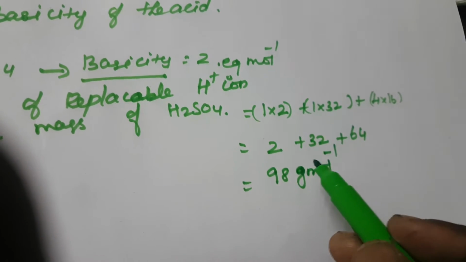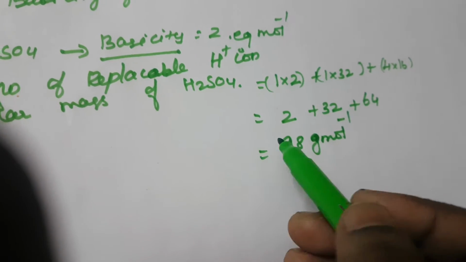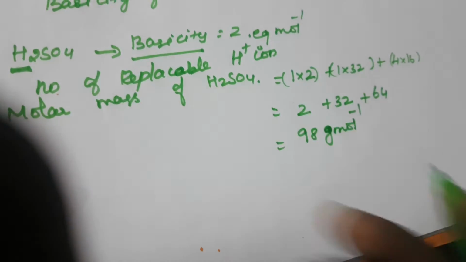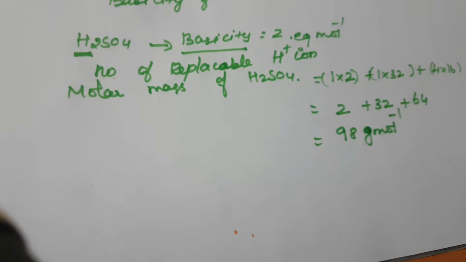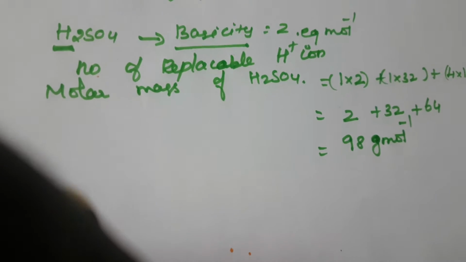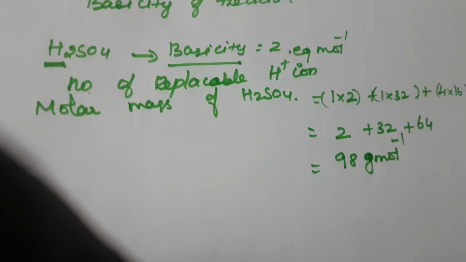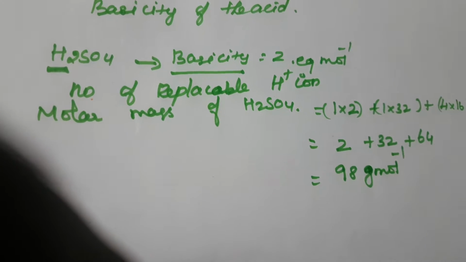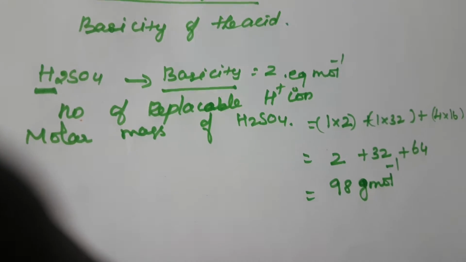So this is the gram equivalent mass. This is the molecular mass or gram equivalent mass. So molar mass, gram equivalent mass, molecular mass, everything is the same. Relative atomic mass, molar mass, molecular mass are the same thing. So that is the calculation of molar mass.